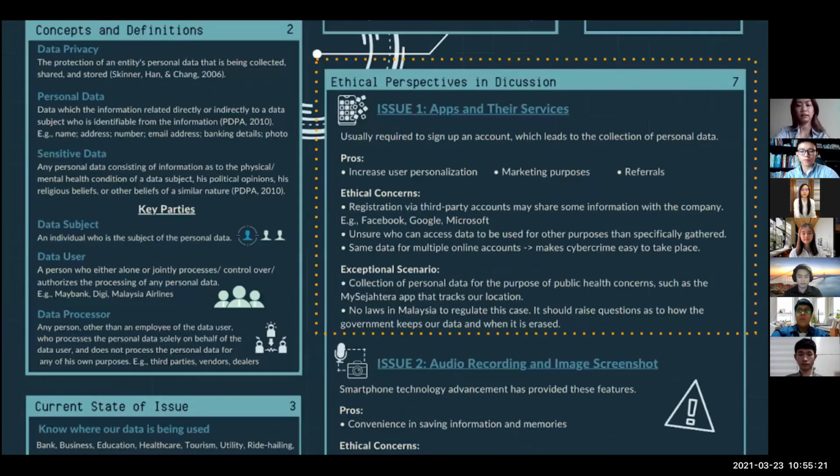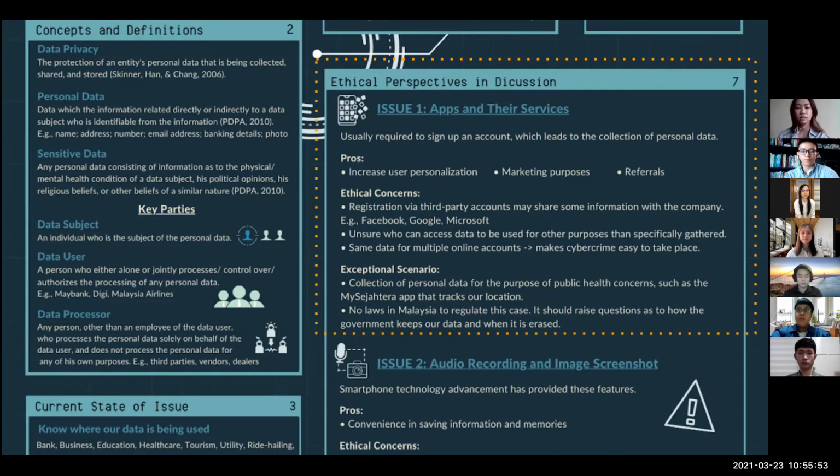Moving on to our ethical discussion, I'm Macy and I will be presenting the first issue on how technology can threaten our privacy in terms of apps and their services. When using mobile apps or online service, it is common to sign up an account, which leads to the collection of personal data. The reason for companies wanting us to create an account is to obtain our data to increase user personalization. The data can also be used for marketing purposes such as sending newsletters or referrals to invite others to use the app or service.